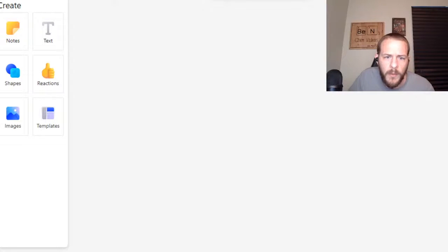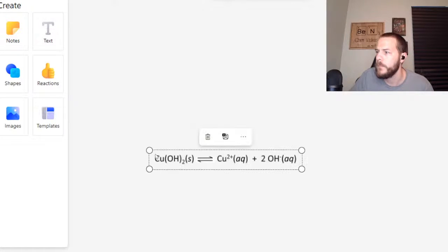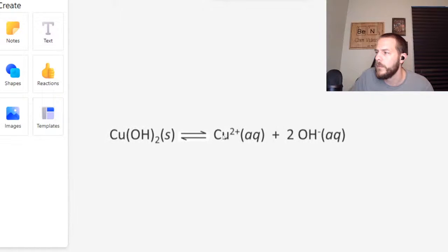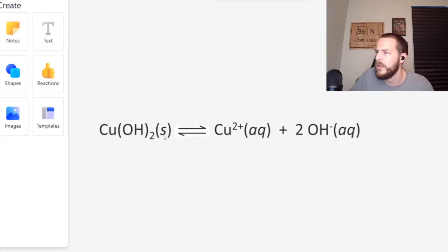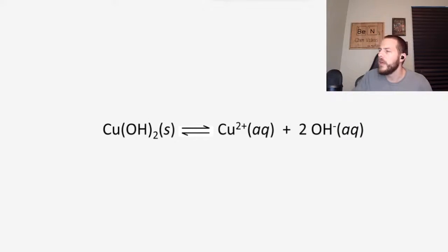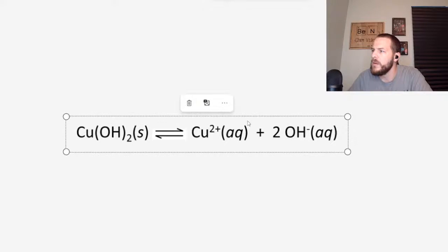So let's see. Where is it? Okay. I think I found it. I'm going to try to enlarge it and get rid of that. Okay. I think we are all set here. Just going to make this more sort of in the middle here.